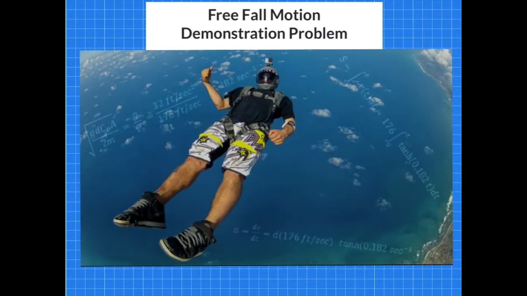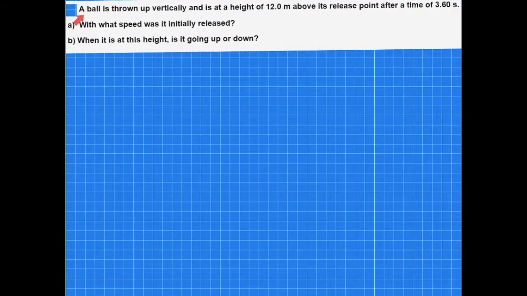Let's take a look at a demonstration problem involving free fall motion. A ball is thrown up vertically and is at a height of 12 meters above its release point after a time of 3.6 seconds. Part A. With what speed was it initially released?